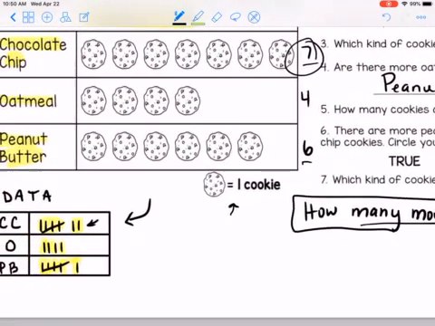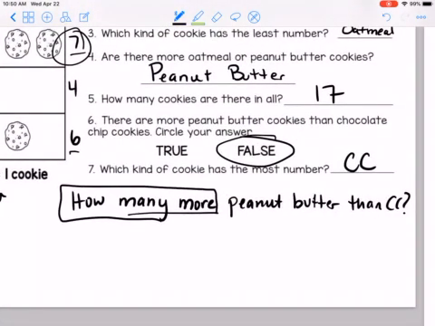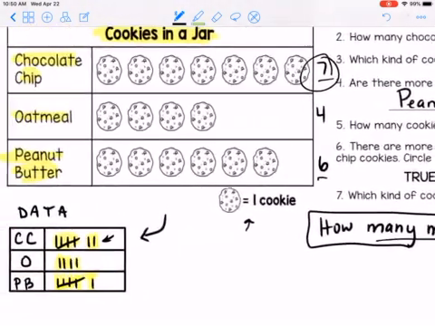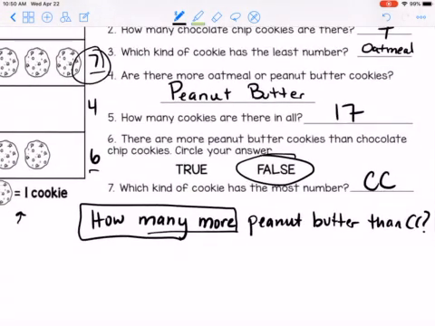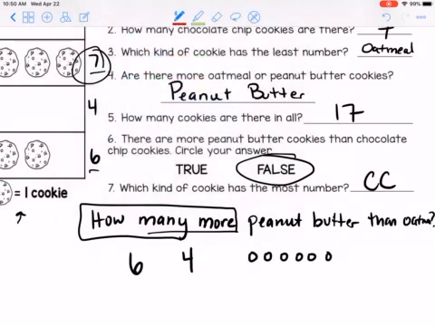So if we said how many more, we can't do that. How many more peanut butter than oatmeal? Well, there are 6 peanut butter and there are 4 oatmeal. We want to know how many more. So this is going to be peanut butter. 1, 2, 3, 4, 5, 6. And then I'm going to change. These are oatmeal. We're going to find the difference between these two numbers.